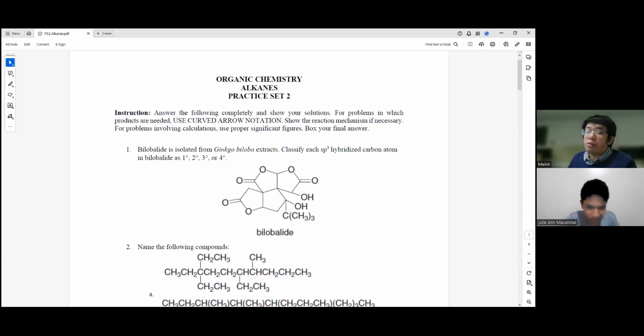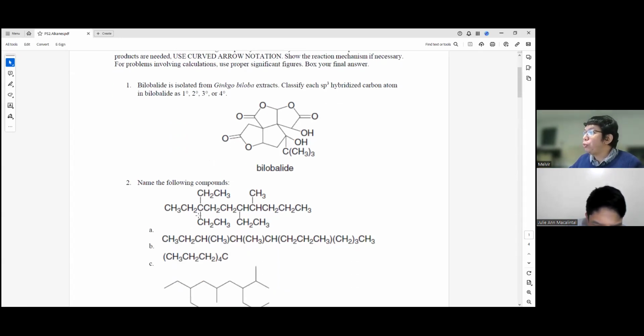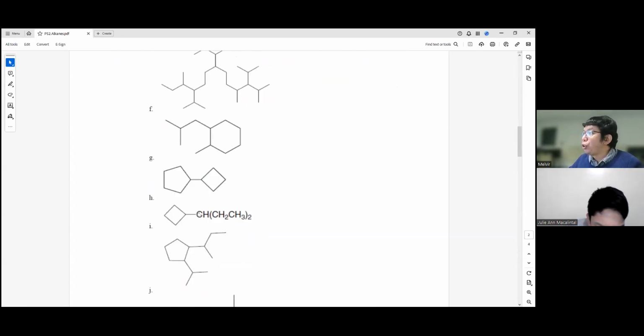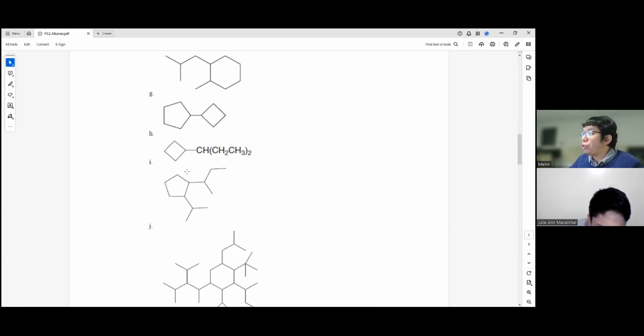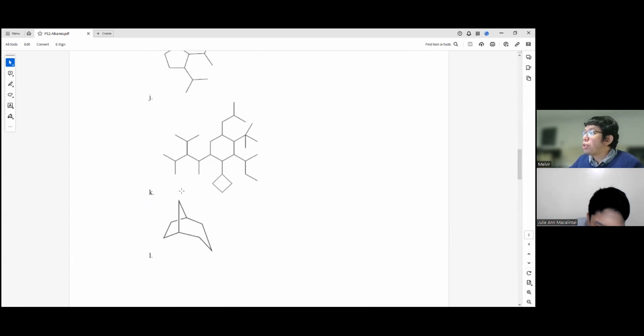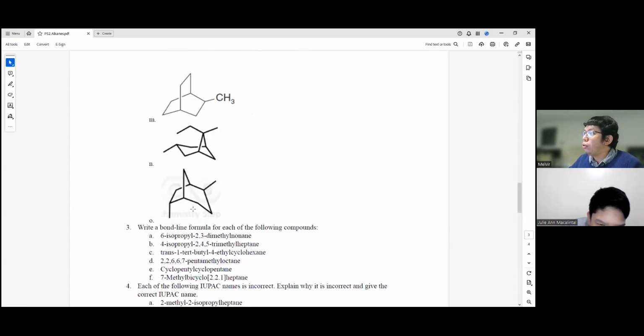Josh. And this time, we'll just continue our problem set, or practice set for alkane. Last meeting, we ended up with number two, letter J. So after letter J, up to this point, this time you'll just proceed with K until O.